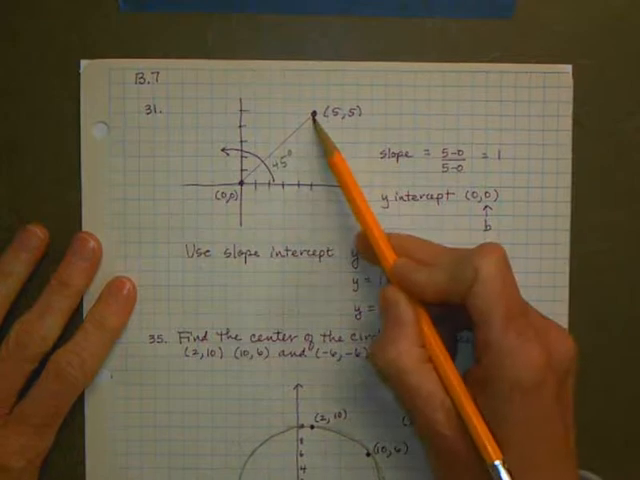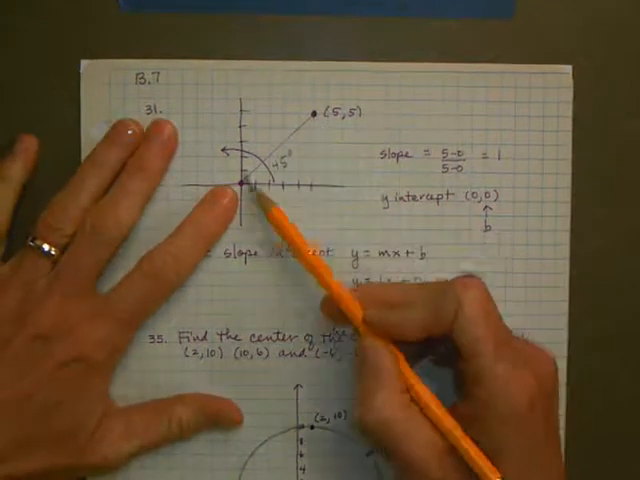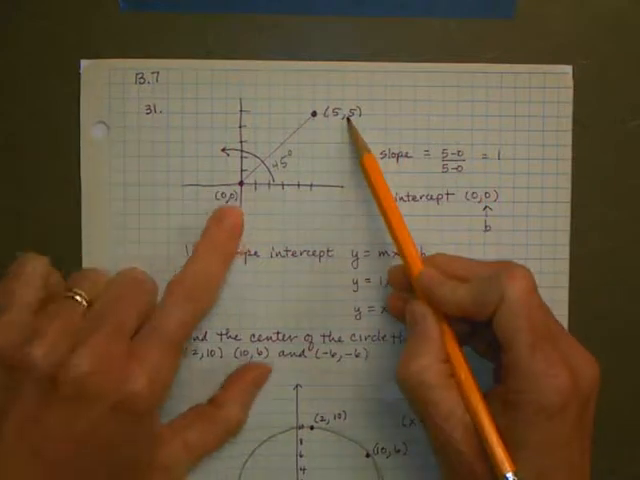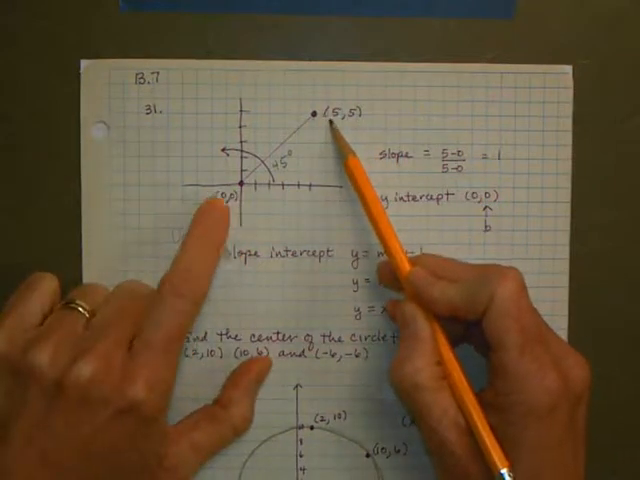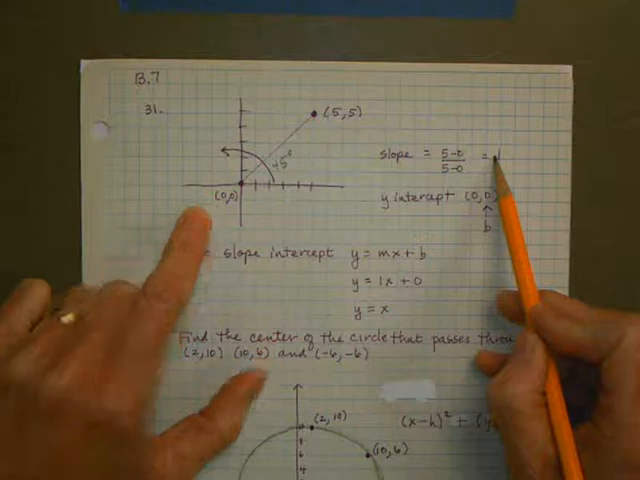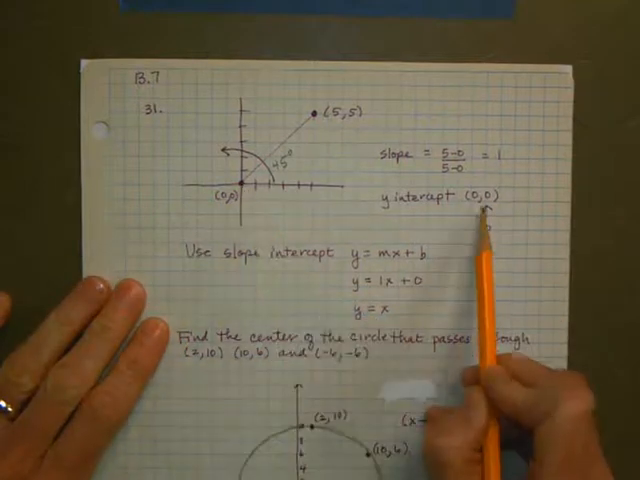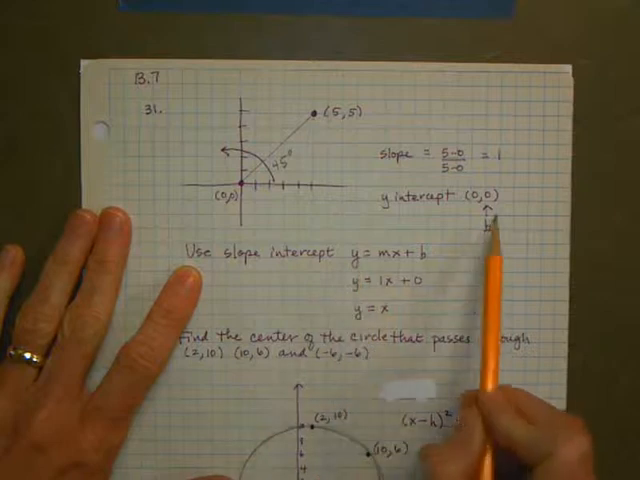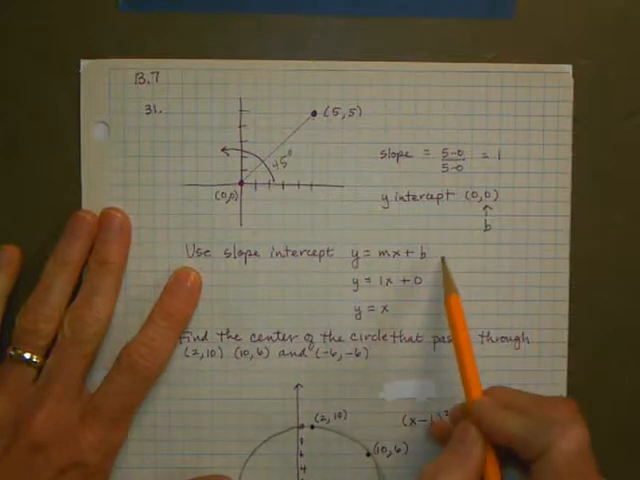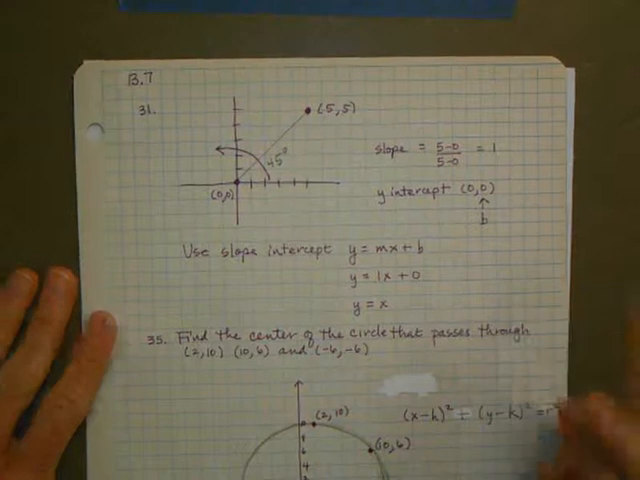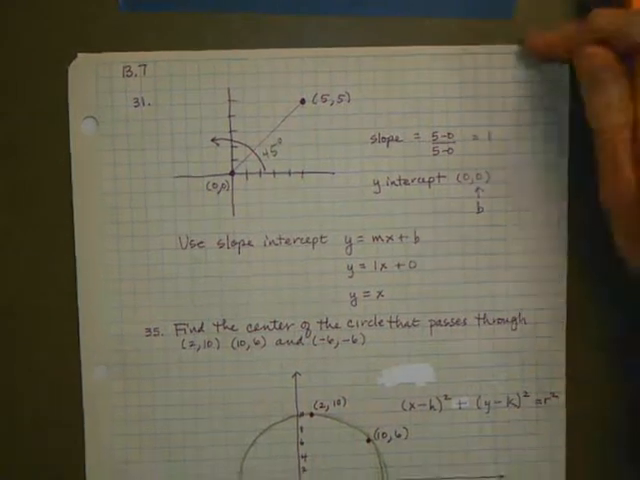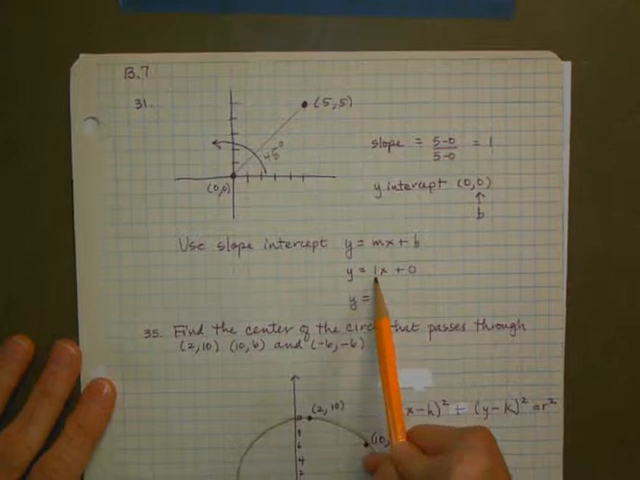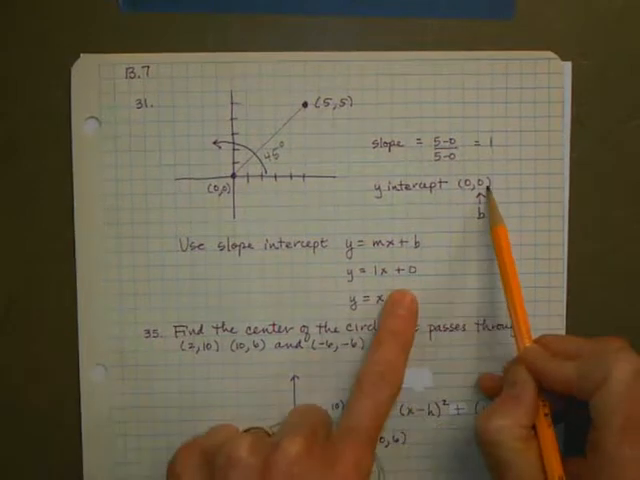The first thing I want to do is figure out the slope. The slope is delta y, 5 minus 0, over delta x, 5 minus 0. So the slope is 1. And the y-intercept here is (0, 0). I'm going to use the slope-intercept form because I know the intercept and the slope. The reason I don't use point-slope here is because I have the intercept, which is better than just a garden variety point. So y equals mx plus b. I substitute 1 for the slope and 0 for b, and I get y equals x.